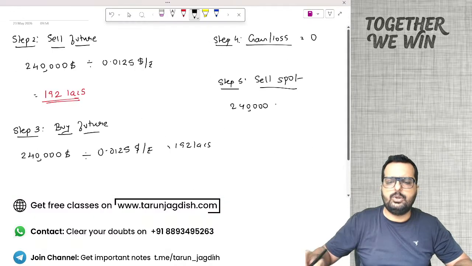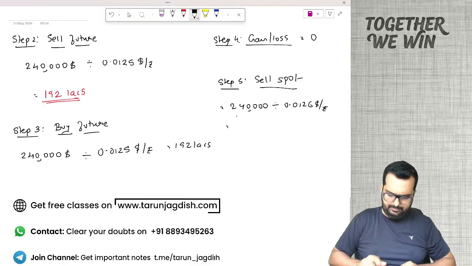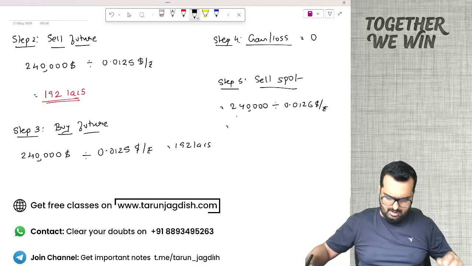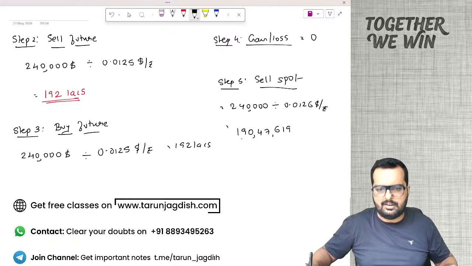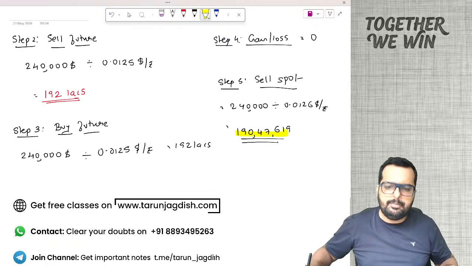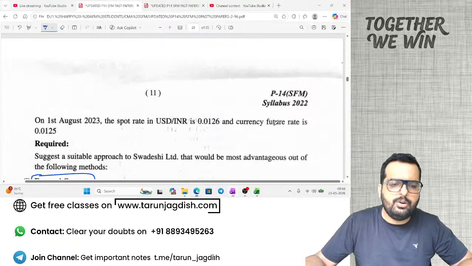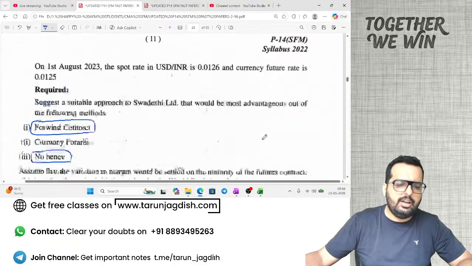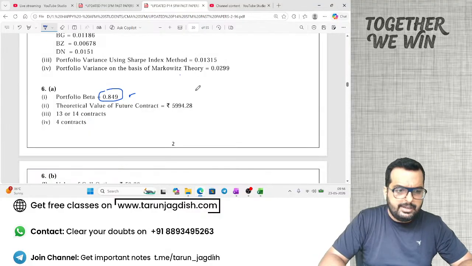Divided by 0.0126, $0.0126 per rupee. So I'll get the answer as 190 lakh 47,619. So this will be the final amount because the gain or loss is not there. This will be the amount received under what contract? Under futures contract. Friends, let's cross check and see if I have made some interpretation error.